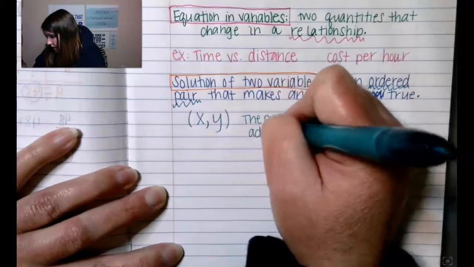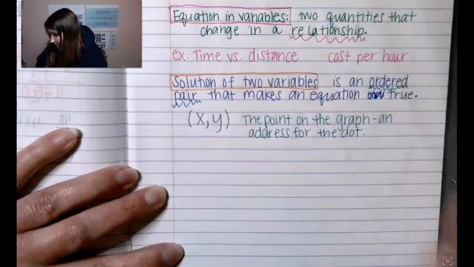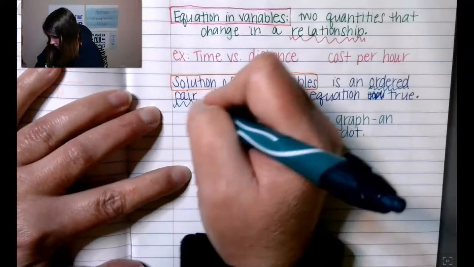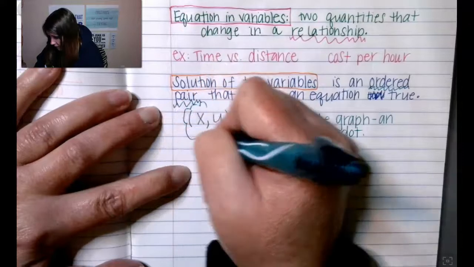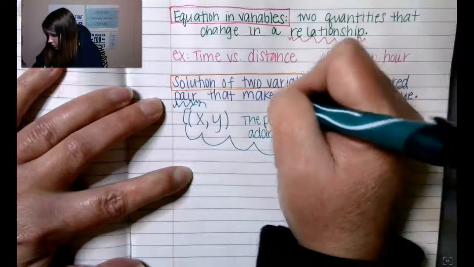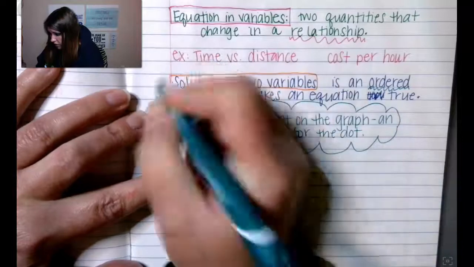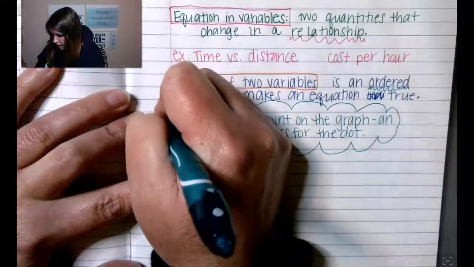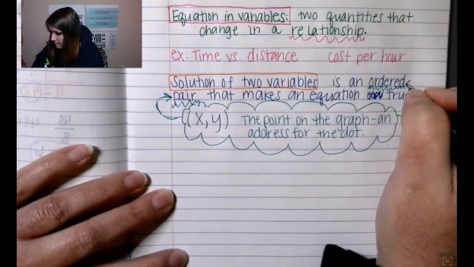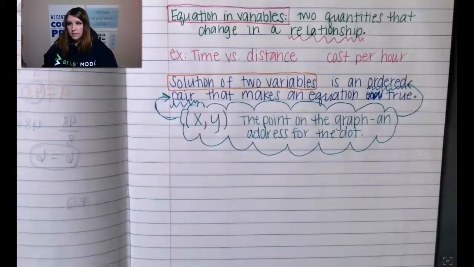It's an address for the dot. Okay, so I'm going to put a cloud around this because I want to make sure that we know what this is, and this goes to an ordered pair. So this is an ordered pair. Hopefully that stands out enough.